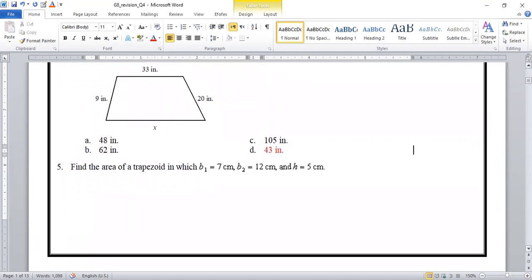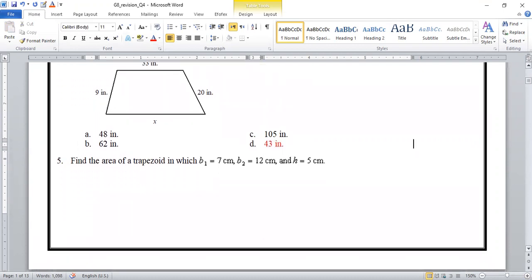Find the area of the trapezoid in which B1 equals 7. B1 refers to the first base. Any trapezoid has two bases, first base, second base. B2 equals 12. B2 refers to the second base, and H equals 5. H refers to the height.